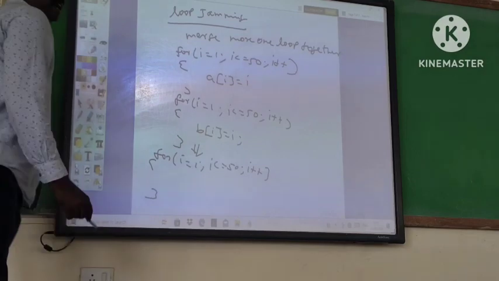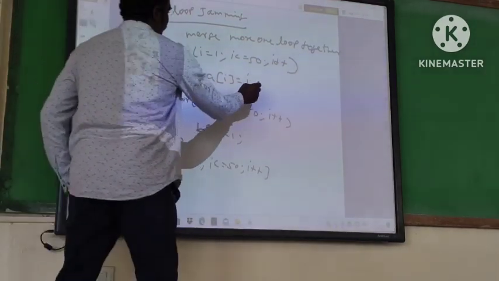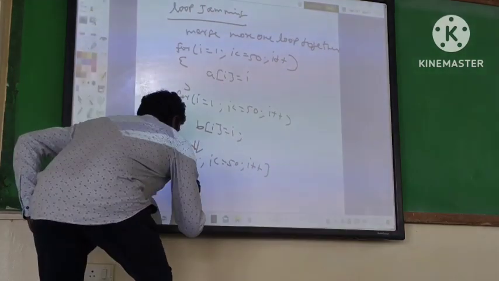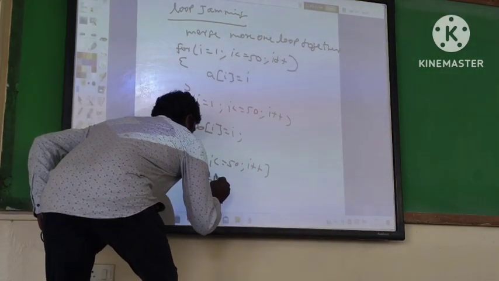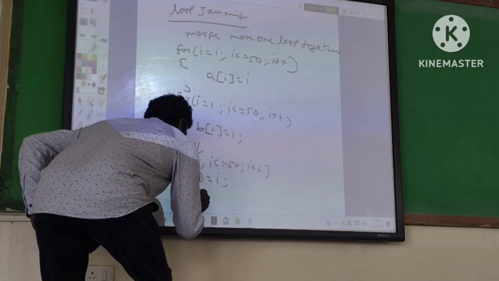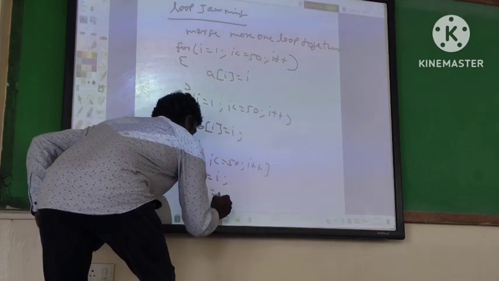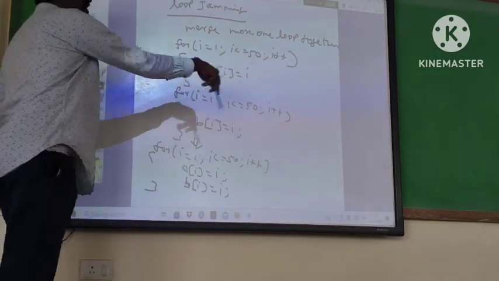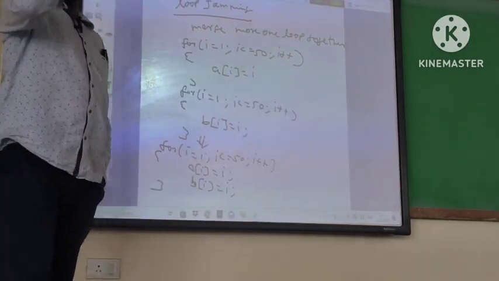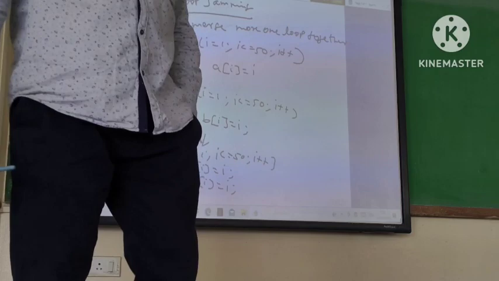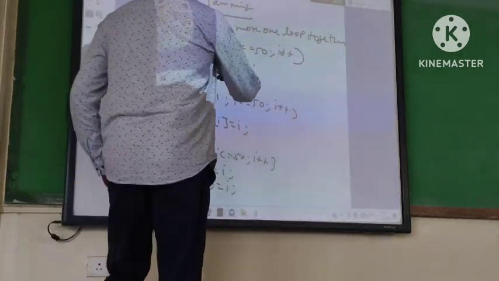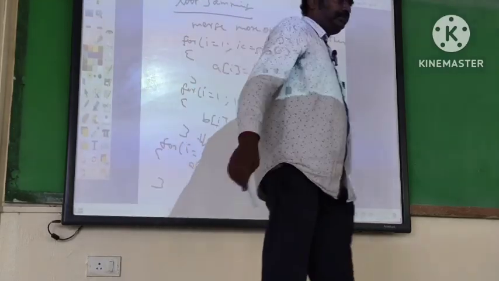Inside the for loop, what do I have to do? I have to put A of I and B of I together, isn't it? So I make A of I is equal to I, B of I is equal to I. That's all. Now instead of executing 100 times here, I execute only 50 times. That's it. Okay. So this concept is called loop jamming.